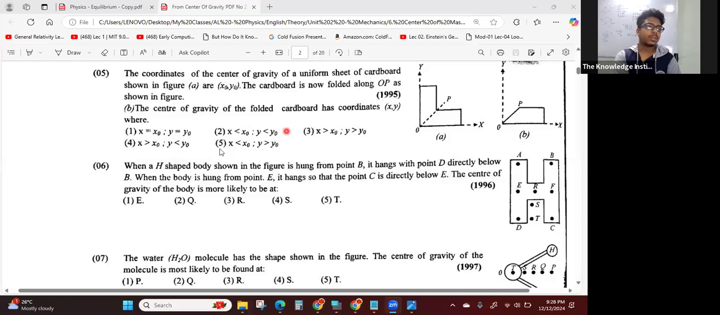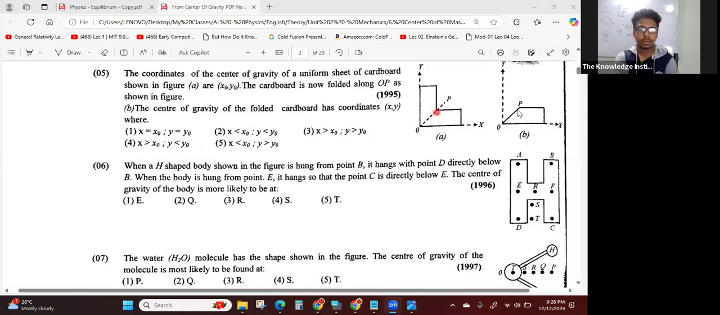X naught, Y naught is the center of gravity of this object, I mean, this cardboard, right? In this, the cardboard is not folded, so its center of gravity will be here at this point. Then after folding it, the center of gravity changes to here. So the X coordinate will be greater than X naught, and the Y coordinate will be less than Y naught.